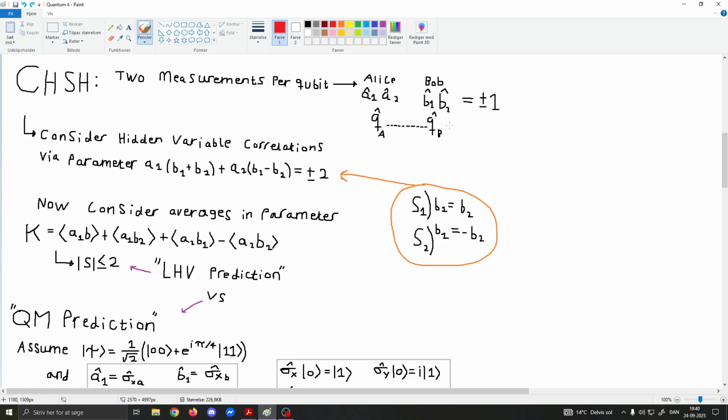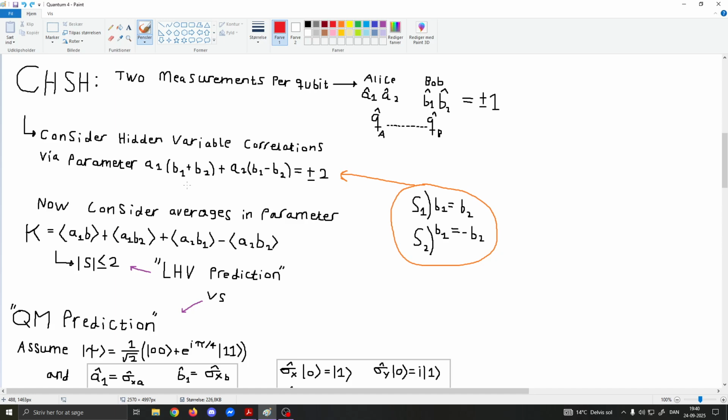Now, using this idea, let's consider a scenario in which we approach this from a local hidden variable theory. Basically, if we assume that local hidden variables is a theory that describes the universe, what sort of prediction would it make? The way that we approach this problem is that we make a parameterization. Basically, A1, A2, B1 and B2 can all randomly take a value which is either +1 or -1.